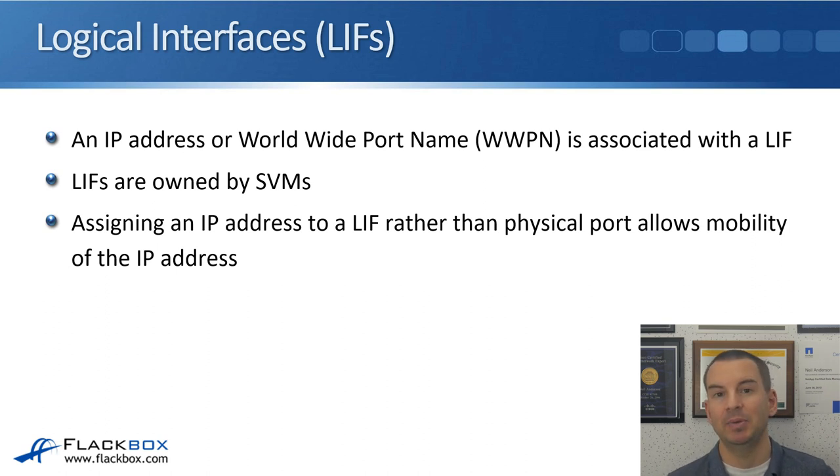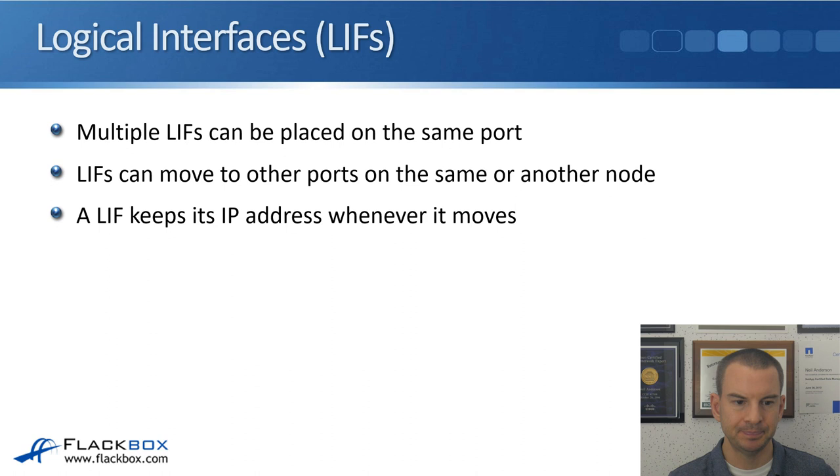We want to keep the connectivity secure and separate between the SVMs, so our LIFs are also associated with an SVM. Assigning an IP address to a LIF, rather than assigning it directly to a physical port, allows mobility of the IP address. The LIF can move between different physical ports. So if the physical port goes down, for example, we can still keep the IP address up by moving it to a different physical port. Multiple LIFs can be placed on the same port, and LIFs can move to other ports on the same or another node. So for example, if a node fails, or if a link fails, or if we want to take a node down for maintenance, then we can keep that IP address available by moving the LIF. And a LIF keeps its IP address whenever it does move location.